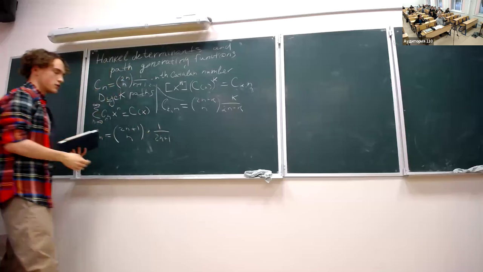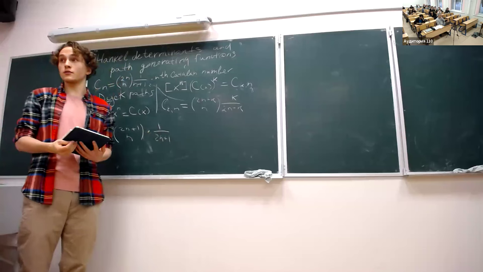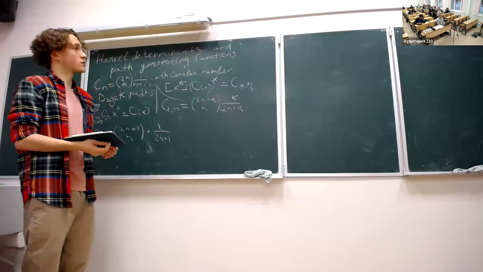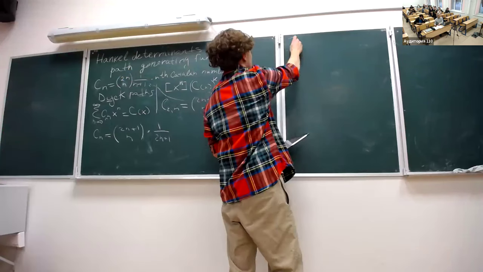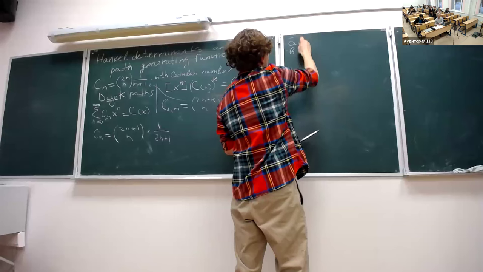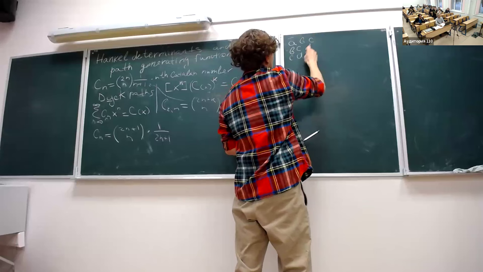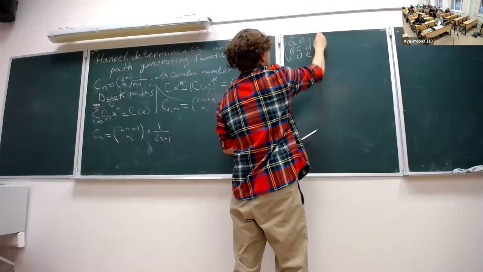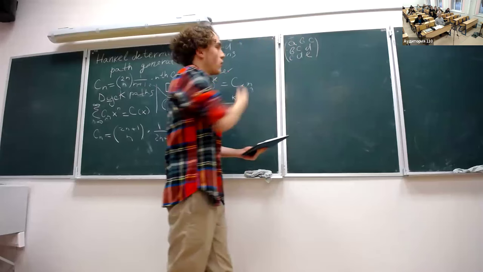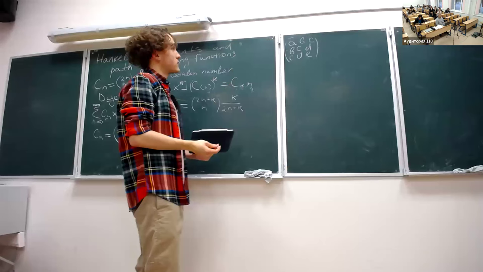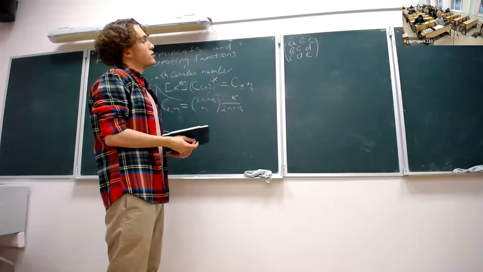Okay. Let us define the Hankel matrix. A Hankel matrix is a square matrix where elements on every skew diagonal are the same. Let me draw a few examples of Hankel matrices. So let's see how an arbitrary Hankel matrix of size 3 would look like. And a Hankel determinant is a usual determinant where we assume that our matrix is a Hankel matrix.